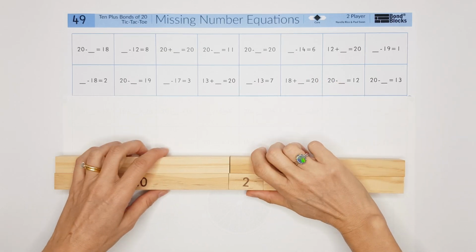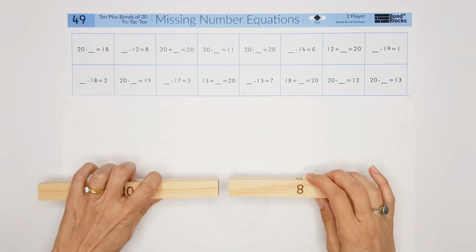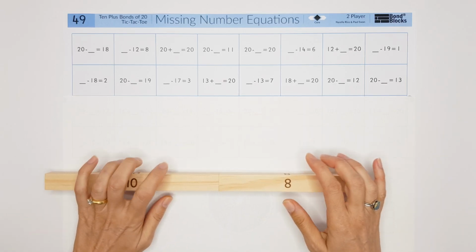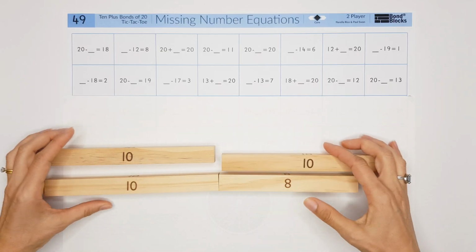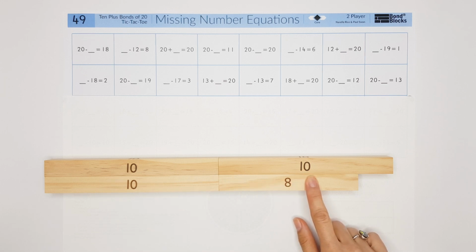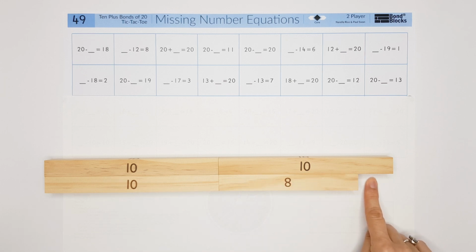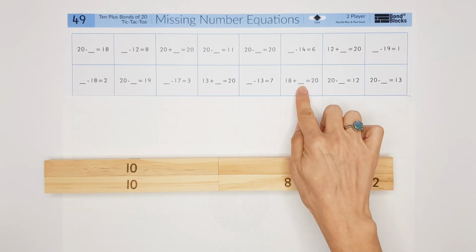And finally, for the addition, I know the part of 18 and I know the whole of 20. So what joins to the part of 18, or what do we add on to build the whole of 20? It's 2. So the 2 would go there.